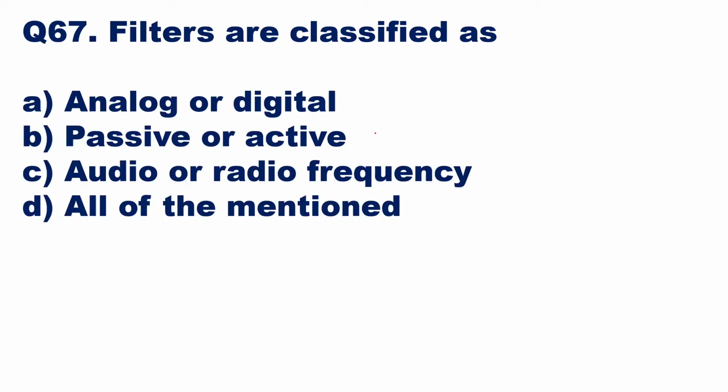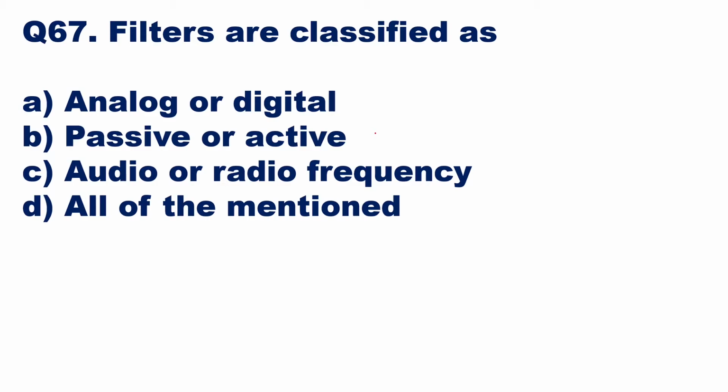Then we'll go to question number 67. Filters are classified as analog and digital depending upon their construction. You can have passive or active depending upon the components used, whether they're passive components or active components. Audio or radio, so depending upon the frequency, that is whether you are having an AF frequency range or RF frequency range. So filters can be classified as analog or digital. They can also be passive or active. They can also be audio or radio frequency filters.